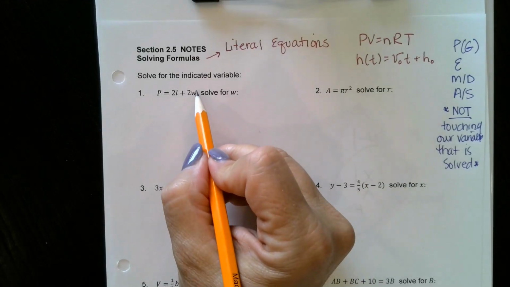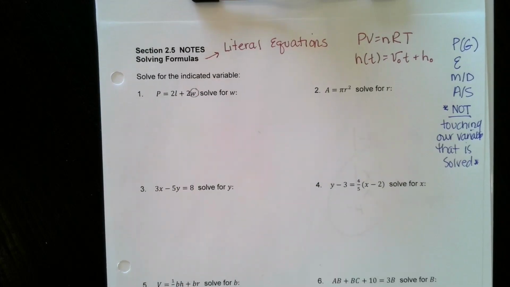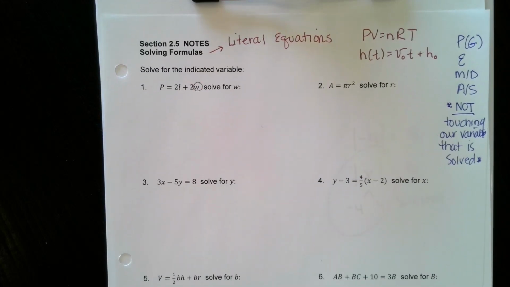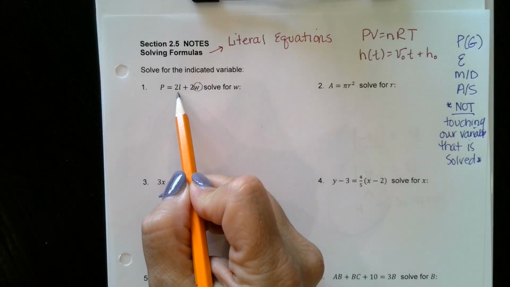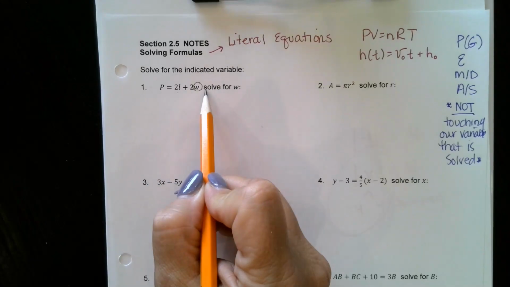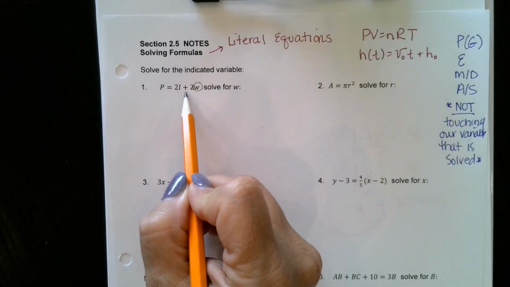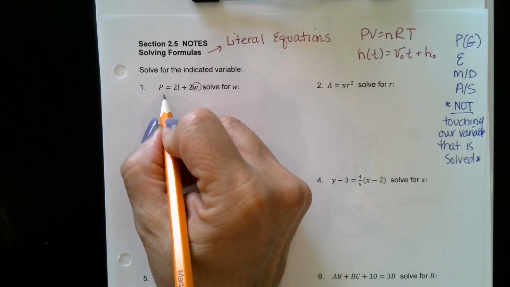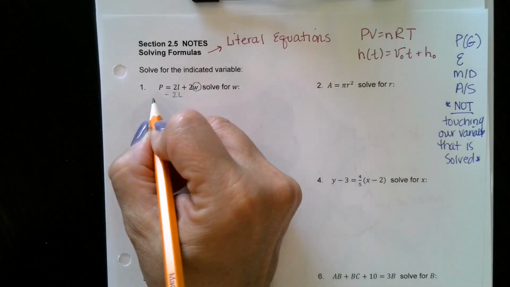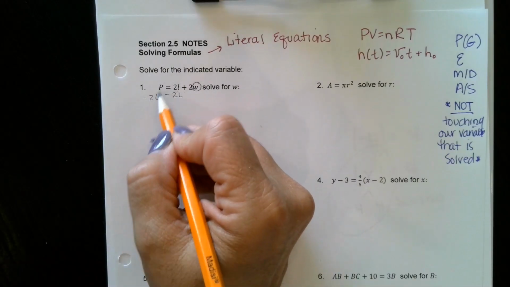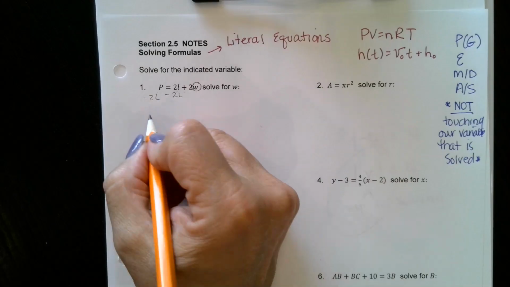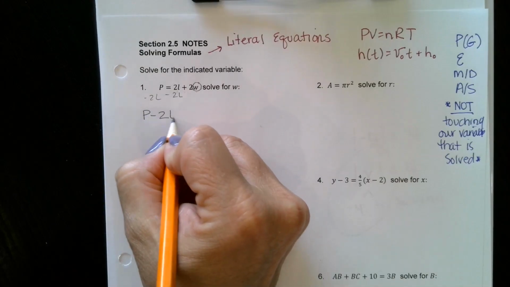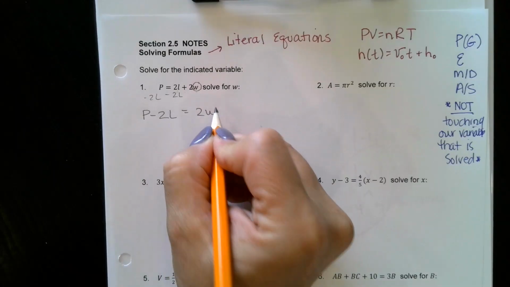So if I'm solving for W, I'm going to move everything that is not close to or touching the W first, which means I'm going to move this minus 2L. This is our perimeter formula: perimeter equals 2 times length plus 2 times W, the perimeter of a rectangle or a square. So I'm going to just subtract 2L from both sides. Because these variables are not alike, I'm literally just going to keep it, 2L, and what's left is 2W.